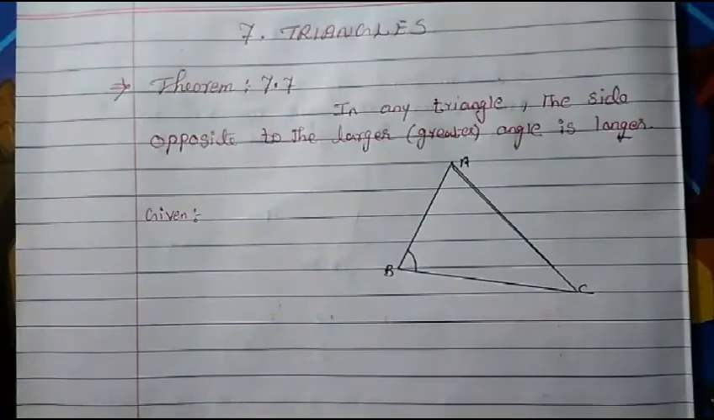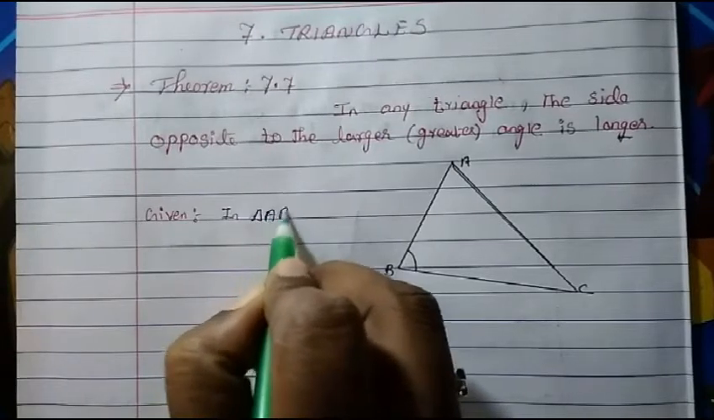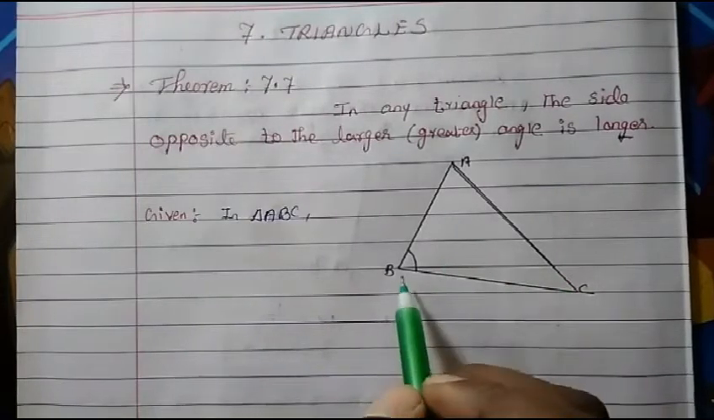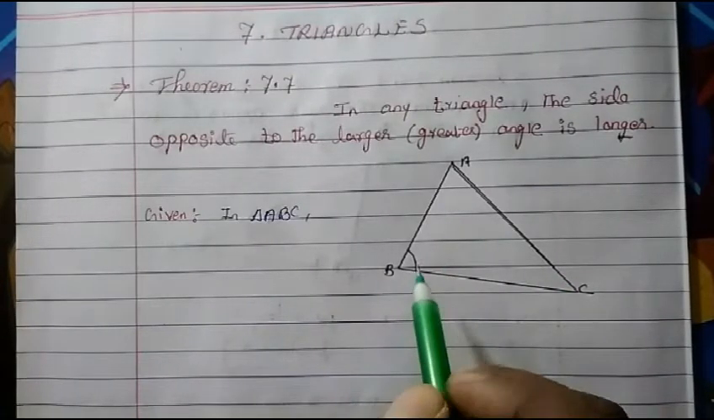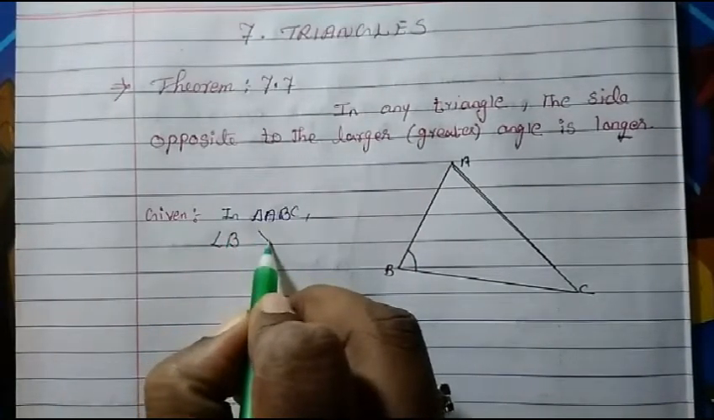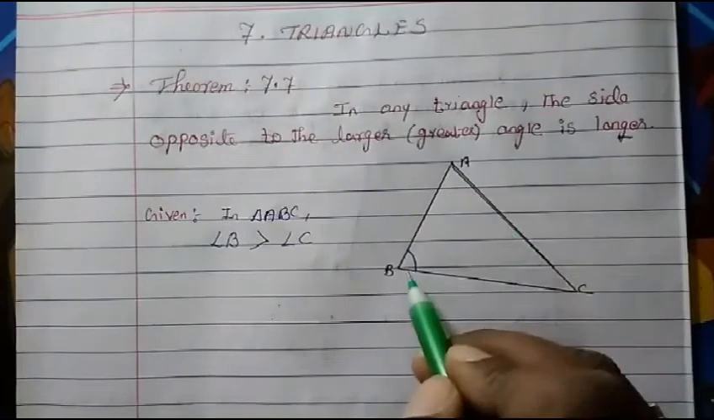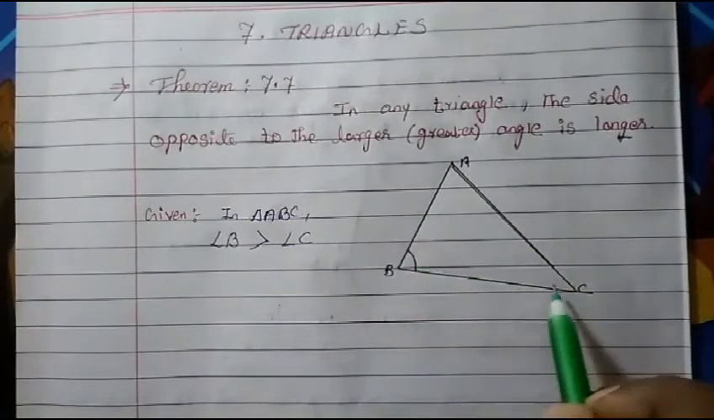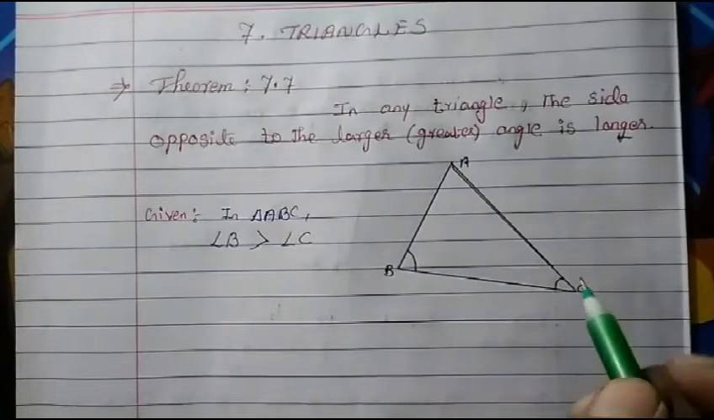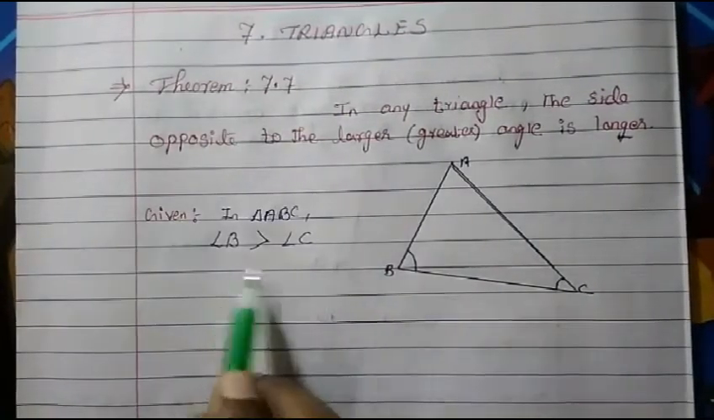Given to us is triangle ABC. In that, angle B is greater than angle C, because if this is the larger angle, then the side opposite to it will be larger, and the side opposite to the smaller angle will be smaller. So what is given to us is angle B is greater than angle C.